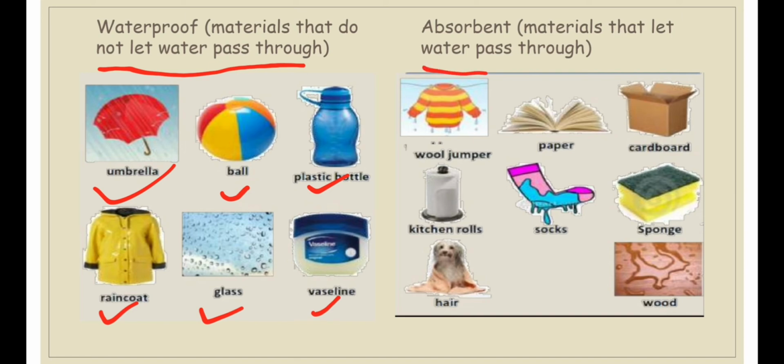Absorbent. Absorbent property means materials that let water pass through, like wool, jumper, paper, cardboard, sponge, wood, socks, kitchen roll, and hair. They all are absorbent. They let water pass through.